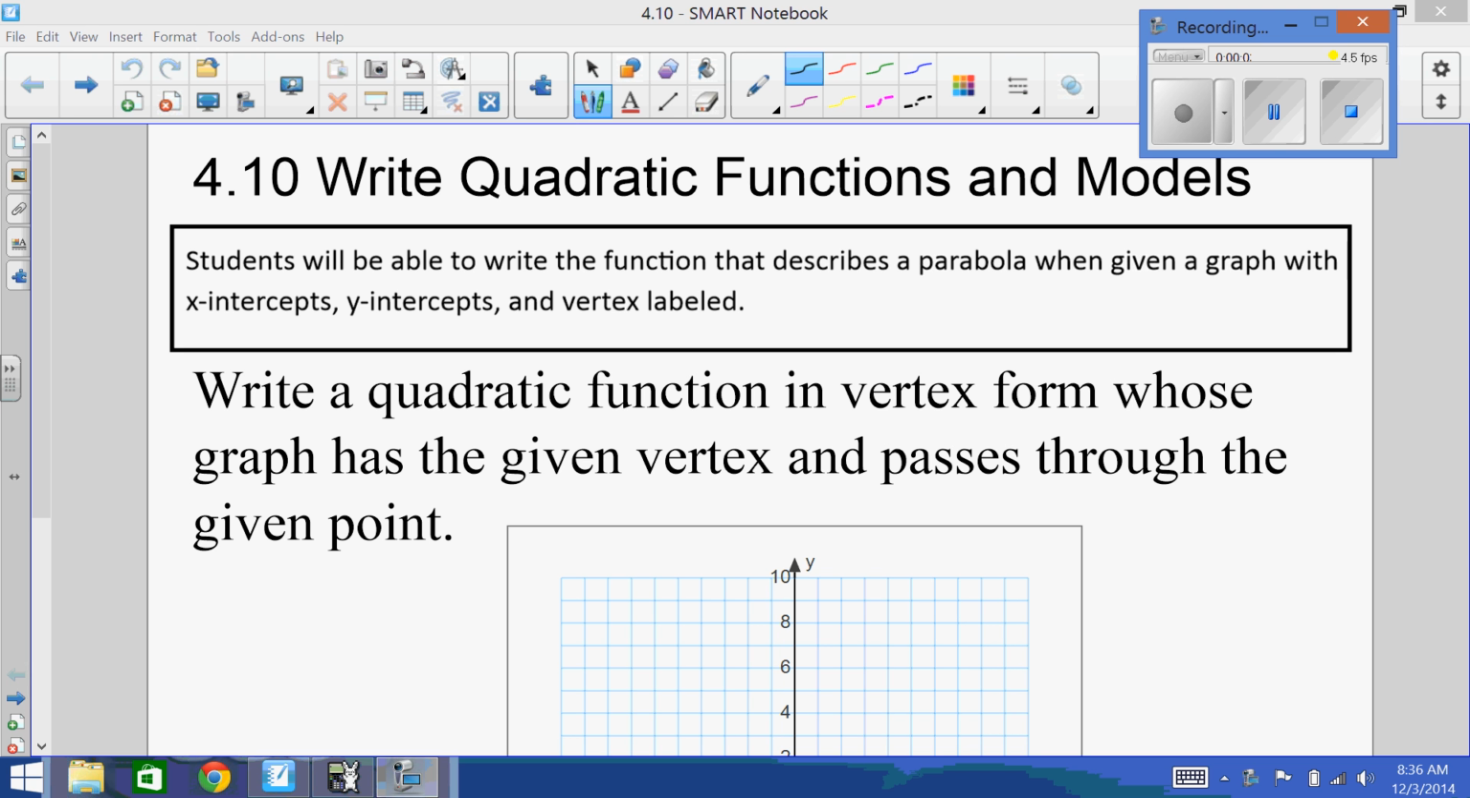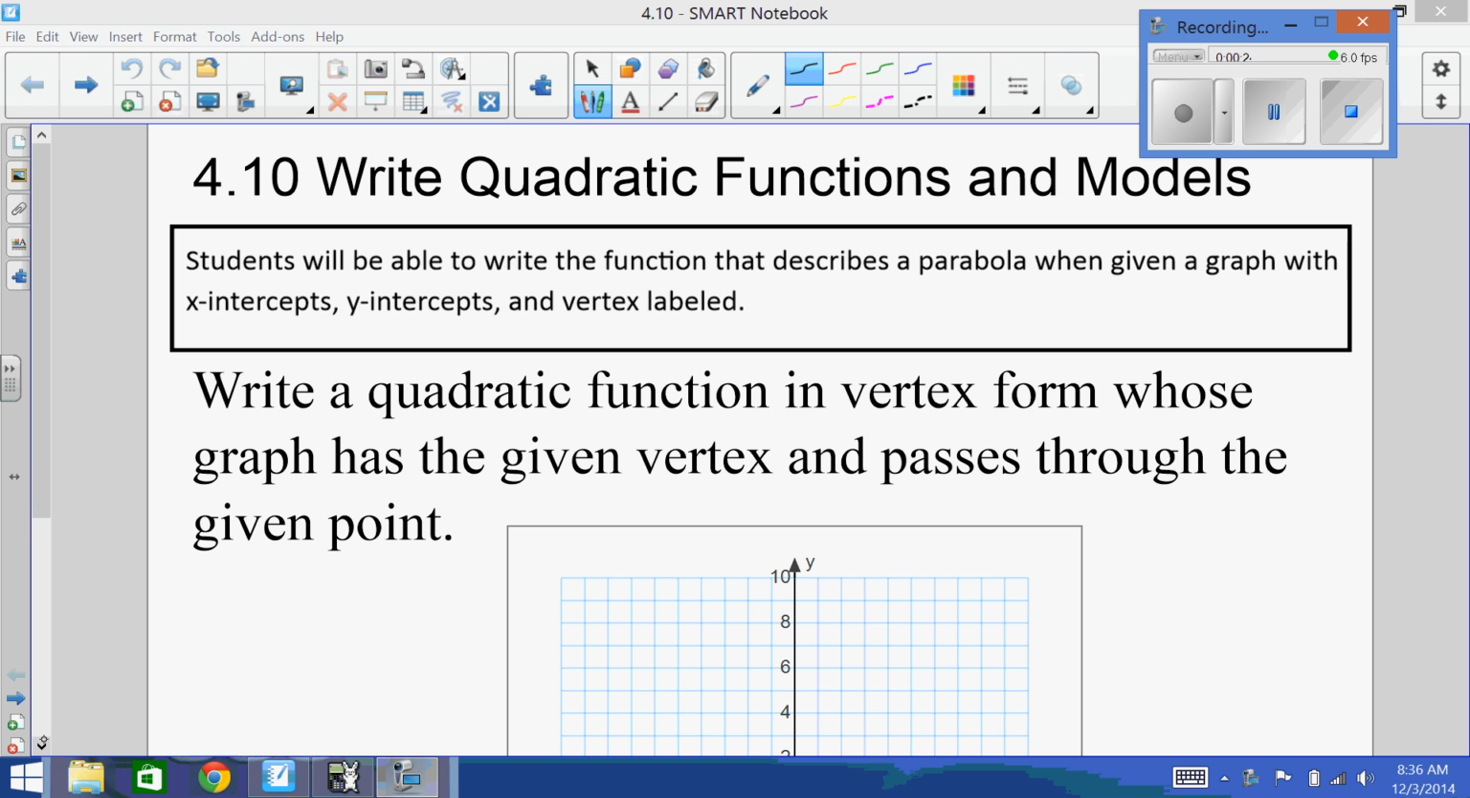All right, 4.10, write quadratic equations and models. Students will be able to write the function that describes a parabola when given a graph or given the vertex or a point. So what we're going to do is write a quadratic function in vertex form whose graph has the given vertex and passes through the given point.